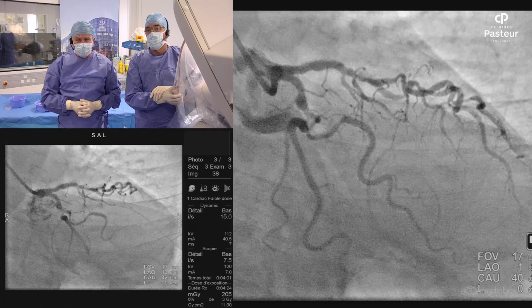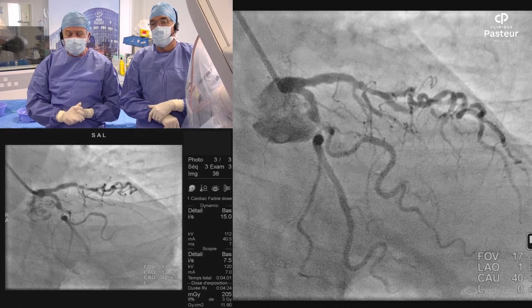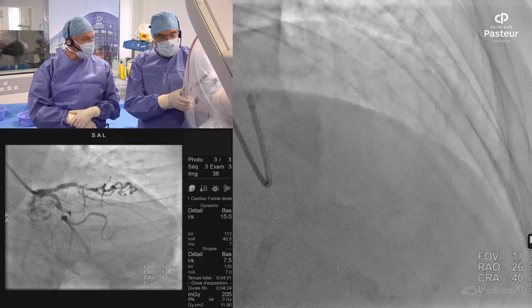After predilatation of the first marginal, we will stent from the proximal left circumflex to the long lesion of the first marginal branch. Then we do a POT on the proximal circumflex. And finally, we will cross and probably put a second stent on the second marginal. This is the plan that we have addressed for the moment.